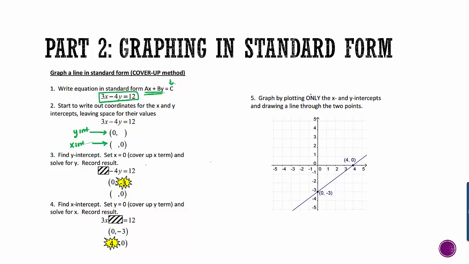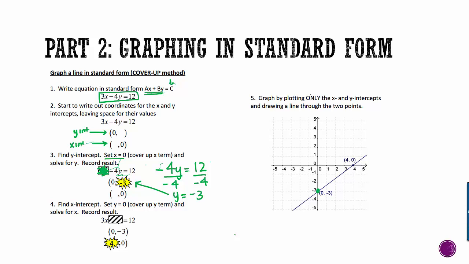To find the y-intercept, remember that means x equals 0. So cover it up. Just totally cover up that term. And then you have something really easy to solve. Negative 4y equals 12 can be solved in just one step, and we end up with y equals negative 3. That is a point. 0, negative 3 is our first point, and that crosses the y-axis.